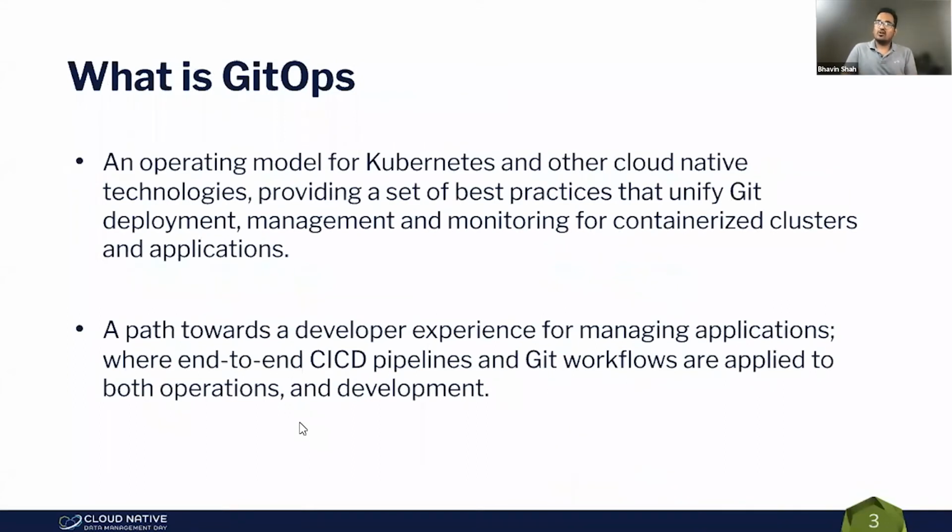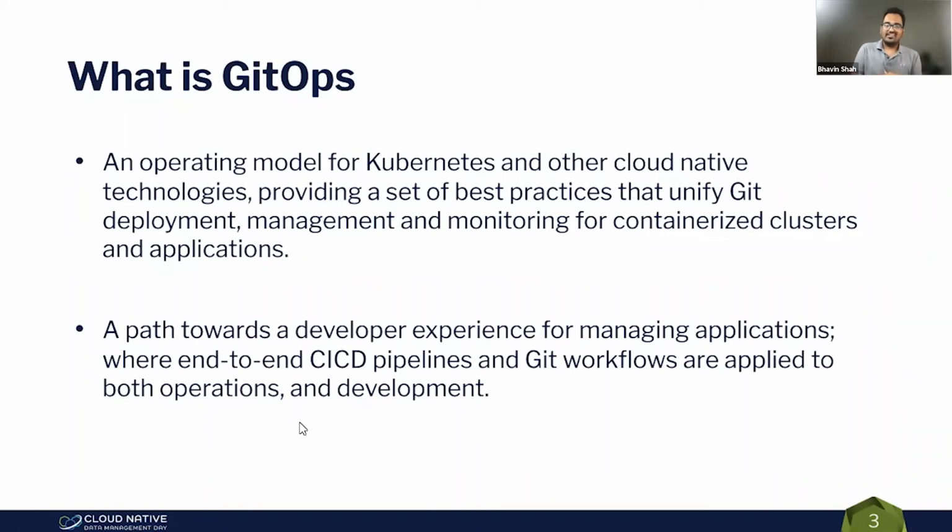But then what is GitOps? This is the second question that I wanted to clarify before we dive into how we can put these two things together. So GitOps, when it comes to the definition, and I've picked these up from the Weaveworks side because they are the leader when it comes to GitOps and terminologies around it. So GitOps is an operating model for Kubernetes and other cloud native technologies. It provides a set of best practices that unify Git deployment, management and monitoring for containerized clusters and applications.